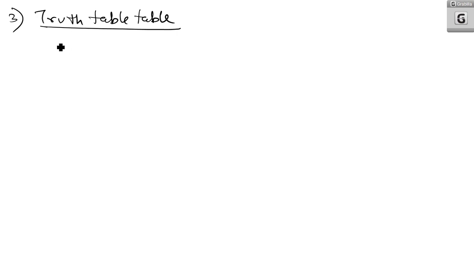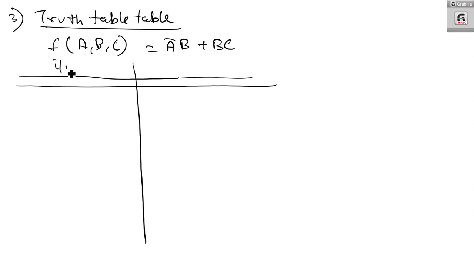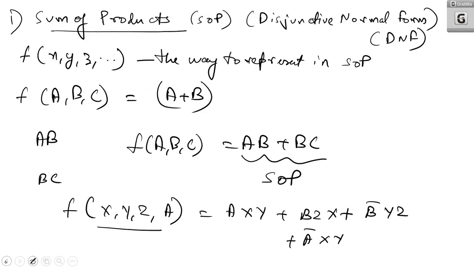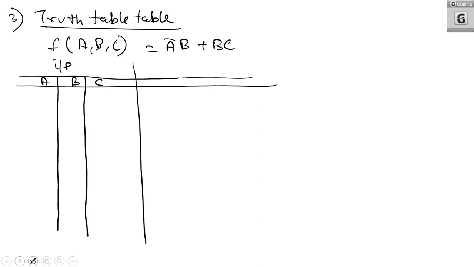For example, if I have f of A, B, C as A bar B or BC, a function, you should represent it as a truth table, with inputs and outputs. There are 3 inputs, A, B and C. If there are 4 variables, that is 2 power 4, we can go up to 16 combinations. With 3 variables, we can go up to 8 combinations.